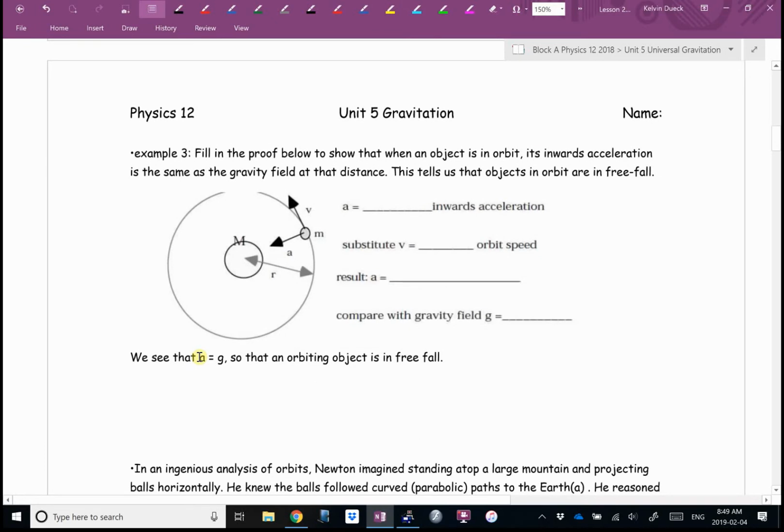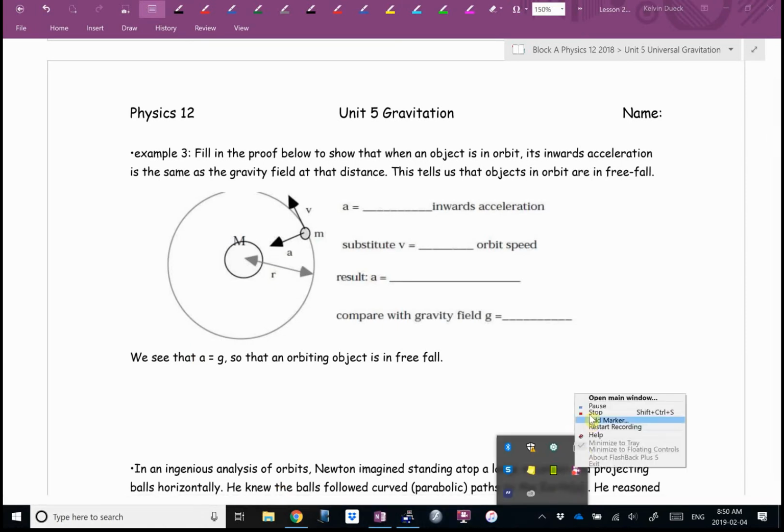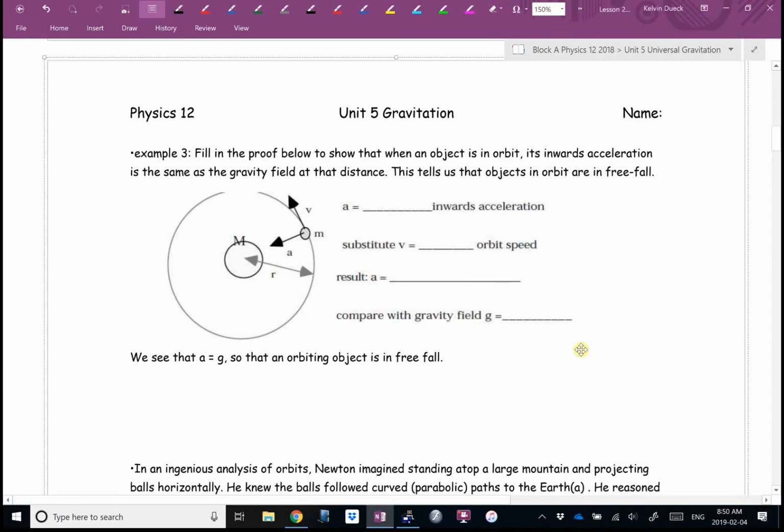It says this, fill in the proof below to show that when an object is in orbit, let me just pause for 1 second. It's okay. Okay. We want to prove that objects are in free fall. Let's see. First of all, what path is this object tracing out? A circle. So we do have an inwards acceleration. So we know that its acceleration is going to be v squared over r.